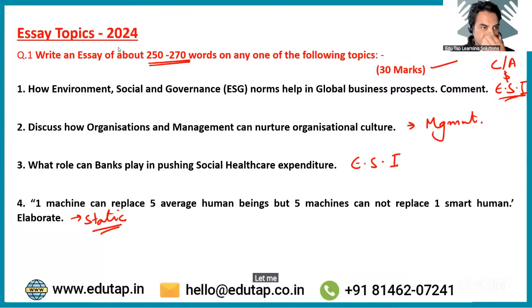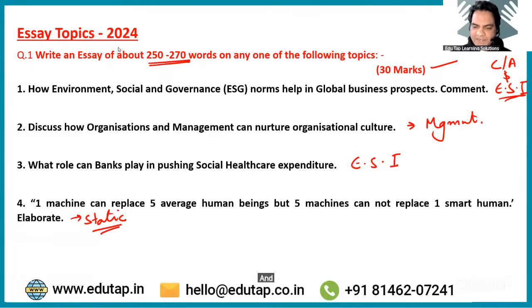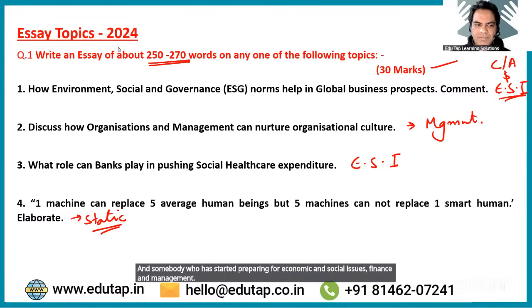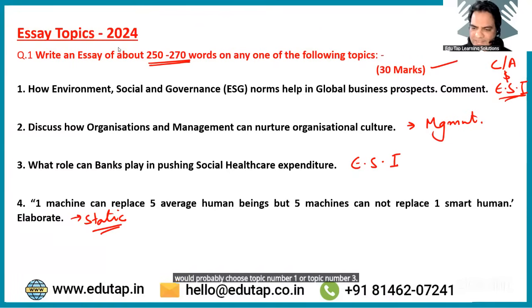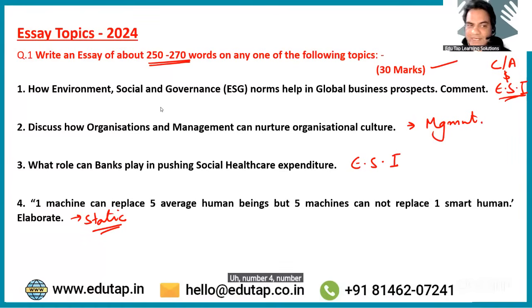Let me know. Okay, number one. Okay, number four, number three, number four, ESG. Okay, number one, two, or four. Somebody who has not read up anything technical would choose topic two or topic number four. And somebody who has started preparing for economic and social issues, finance and management would probably choose topic number one or topic number three. So this is how you make your choices, how you make your decisions. Number four, number two, that shows if you are prepared or not. First of all, that was the trick question for all of you.